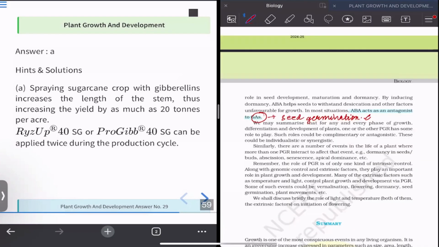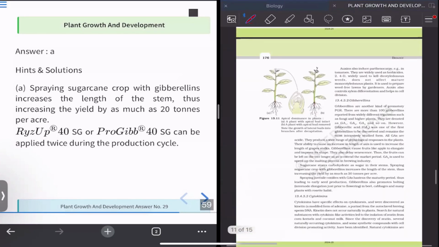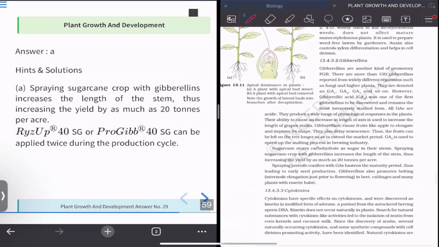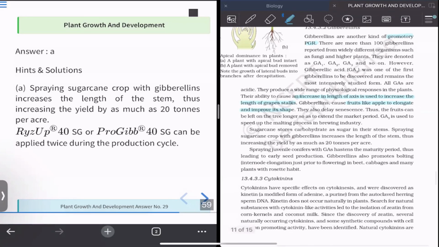Okay, so gibberellins are another kind of promoter. They promote cell growth and they cause an increase in length of axis, and it is used to increase the length of grape stalks. And it also causes fruits like apple to elongate and improve its shape. Okay, so they are also used to speed up the malting process in the brewery industry.